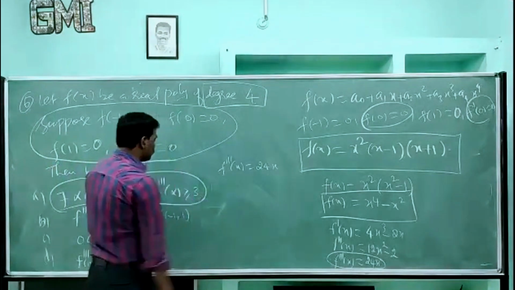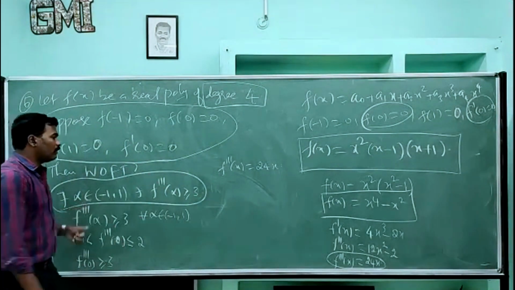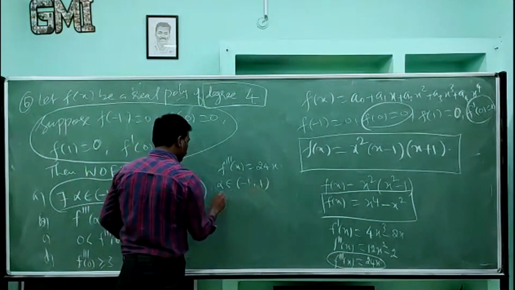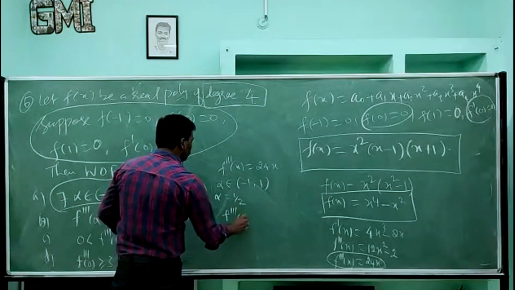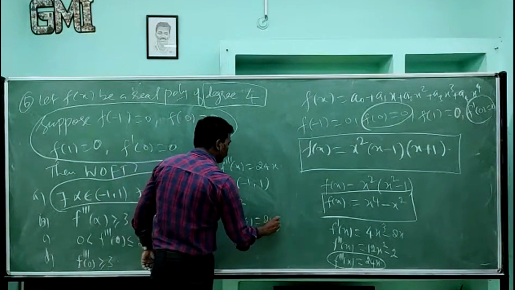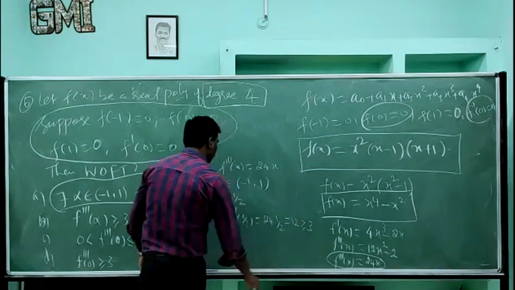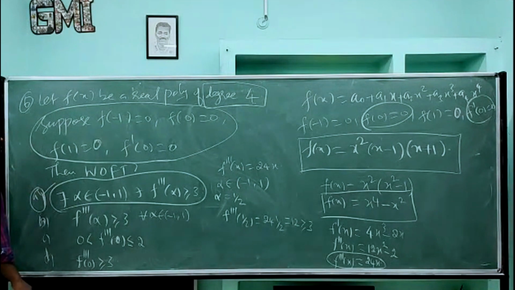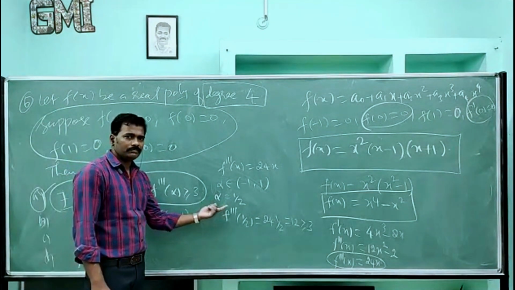So what is our alpha? This just says there exists some alpha, so now I have to choose alpha. Alpha belongs to minus 1 to plus 1. I can choose alpha equal to half, then apply f triple prime of alpha equal to 24 into half. This is equal to 12, which is greater than or equal to 3. So always I can choose, it always exists. You just need at least one alpha you can show. That is enough.